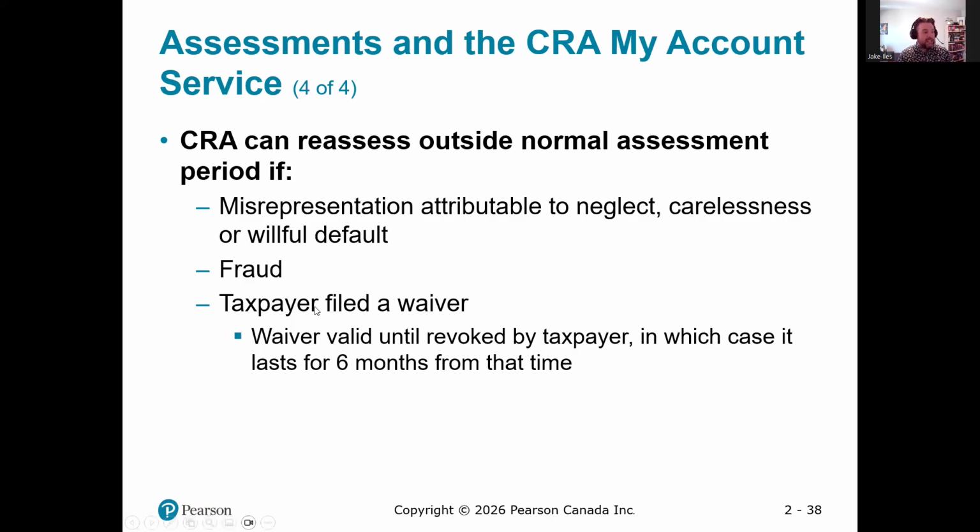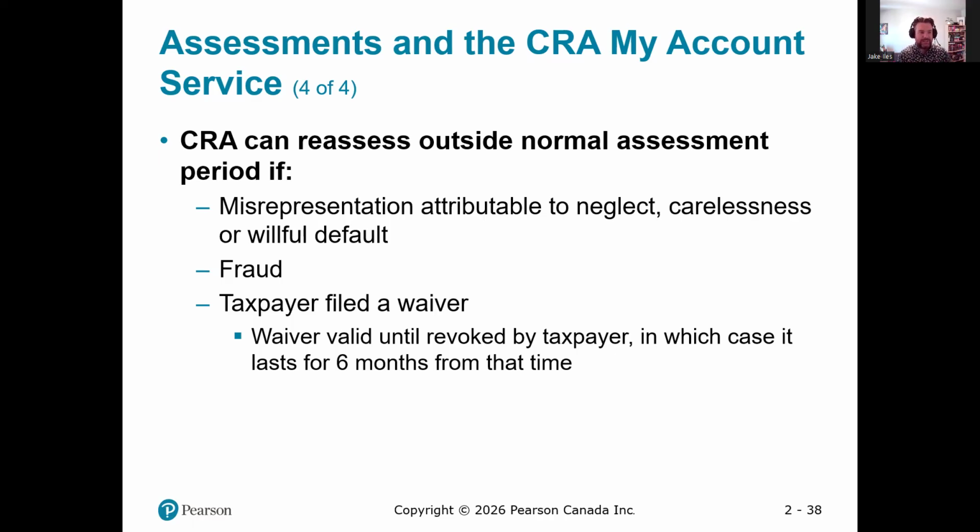Now, the taxpayer can file a waiver. The waiver is valid until revoked by the taxpayer, in which case it lasts for 6 months from that time. The government might say, okay, we're coming up on 3 years. We haven't reassessed your return yet. Could you agree to give us more time? And the taxpayer might say, nope, 3 years is all you get. Or they might say, yeah, that's fine, I'll waive an additional 6 months, whatever.